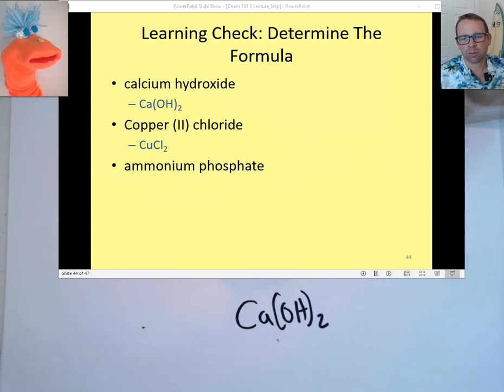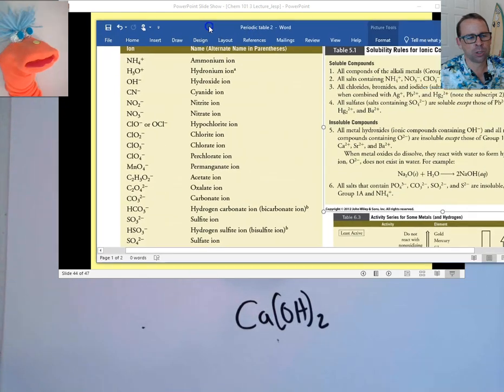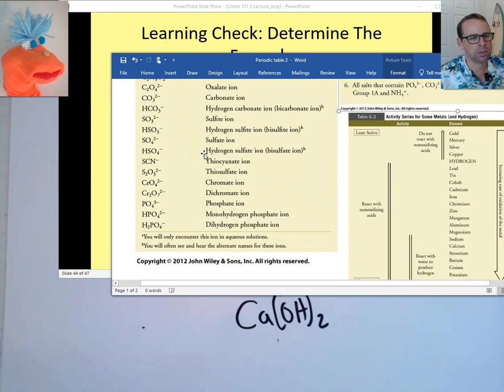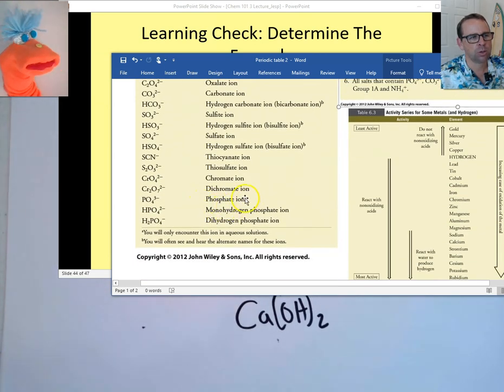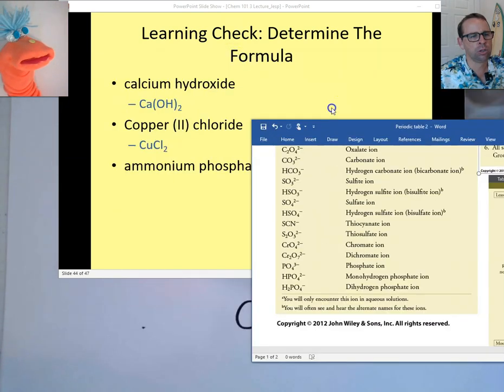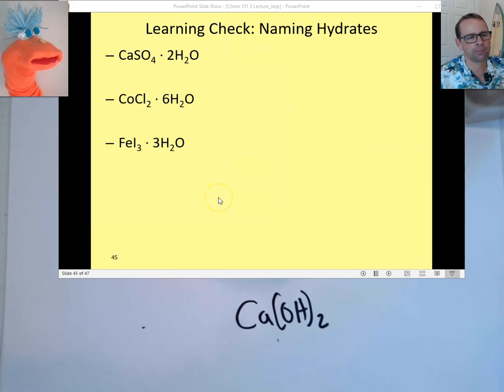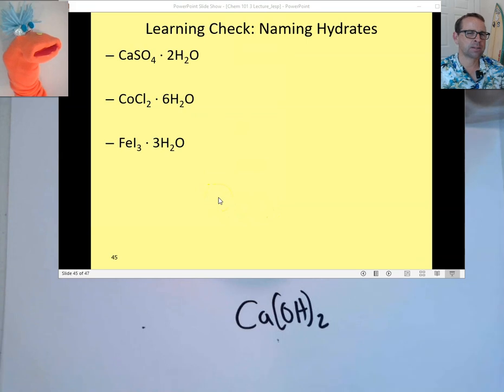Ammonium phosphate. Can you bring out the table? Yeah, that thing. Here it is. Ammonium ion on our polyatomic ion table. And then the phosphate ion. Where's the phosphate? You see it down here at the bottom? There it is. So the ammonium was a +1, the phosphate's a -3. So you're going to need 3 ammoniums for 1 phosphate. Very good. NH4 PO4. All right, some hydrates.